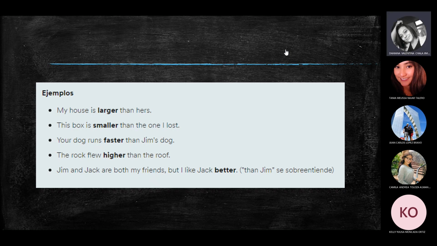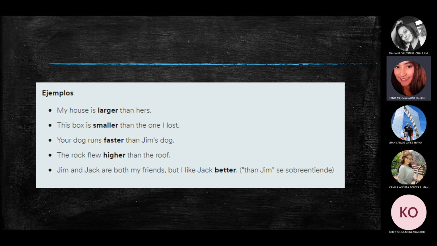Is it a regular adjective? No, better is an irregular adjective, because the form changes. For example, in the superlative it would be the best, and in the comparative it is better. So the form changes.